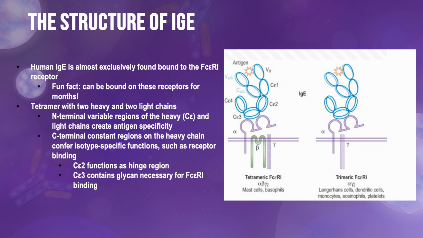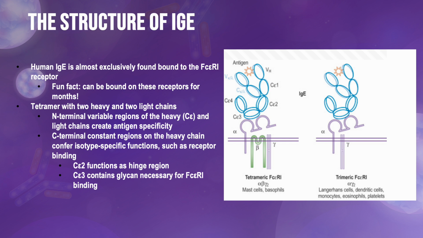So, talking about the structure of IgE. Human IgE is very rarely found just floating around in your bloodstream. Almost exclusively in humans, it's found bound to its high affinity receptor, the Fc epsilon R1 receptor. It can be bound on these receptors for an extremely long time, up to 2 months. The structure of the IgE antibody itself is a tetramer, so it has 2 heavy chains and 2 light chains.